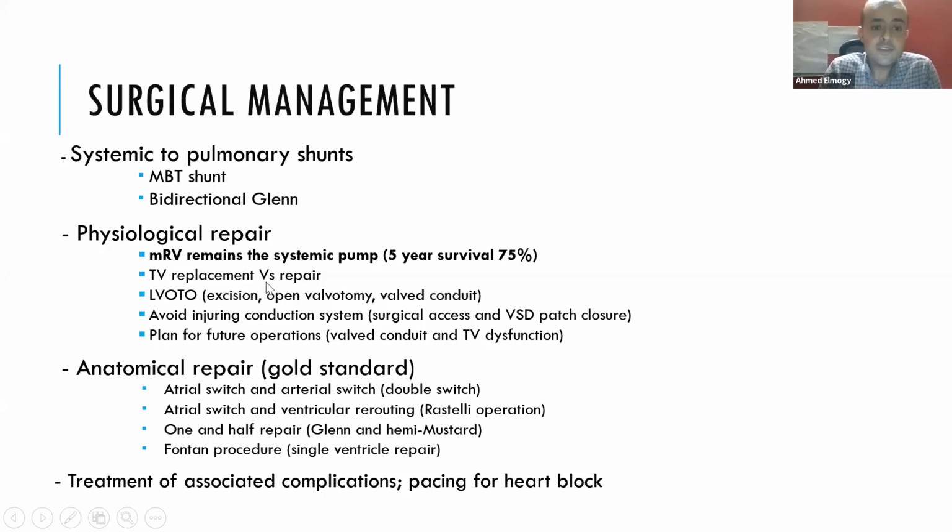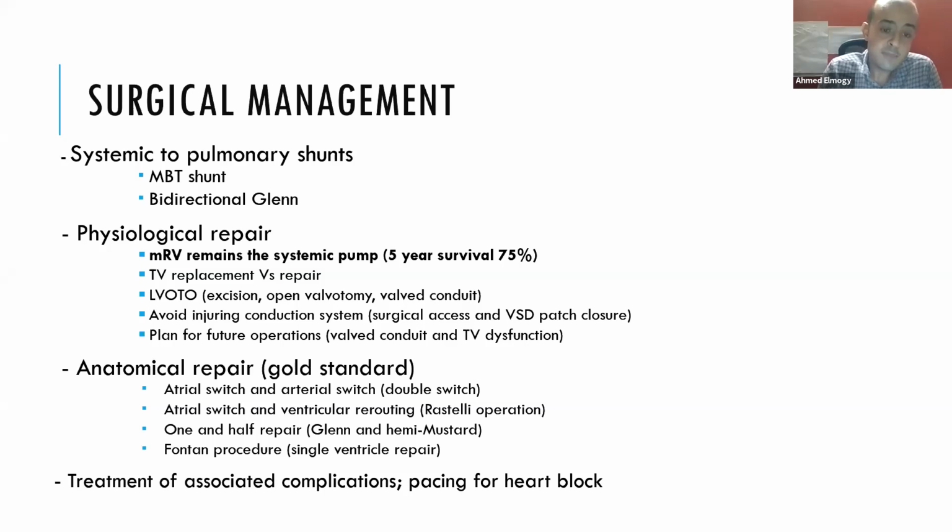Tricuspid valve replacement is preferred over repair in those cases because usually the valve is diseased and not durable, and it will need replacement eventually. So it's preferable to do TV replacement. For LVOT obstruction, there are different techniques according to the underlying cause. It's very important, since we've seen the relationship of the conduction pathway to the VSD, to avoid iatrogenic heart block, and to plan for future operations.